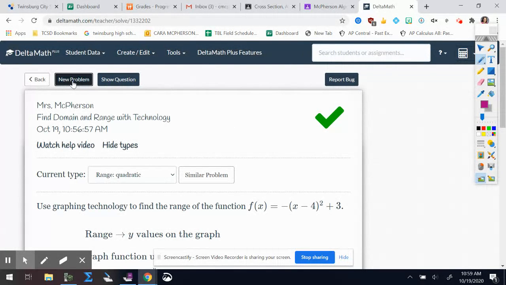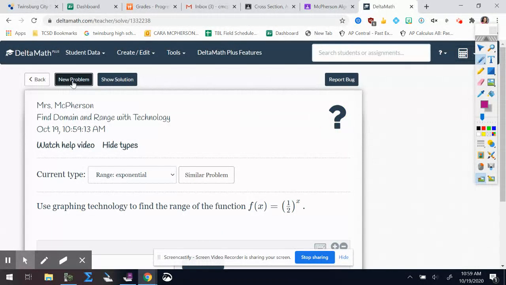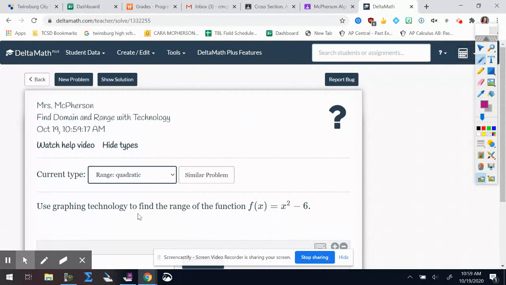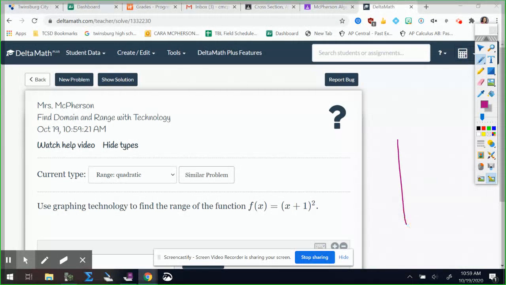Let me show you one that isn't flipped. So let's look at a range one. Let's look at this one. So this one has a vertex that moves one space to the left, and that's it. It doesn't go up or down at all, and it does open upwards. So if I were to draw a picture of this one, I would go one space to the left, and I would draw a parabola like that.